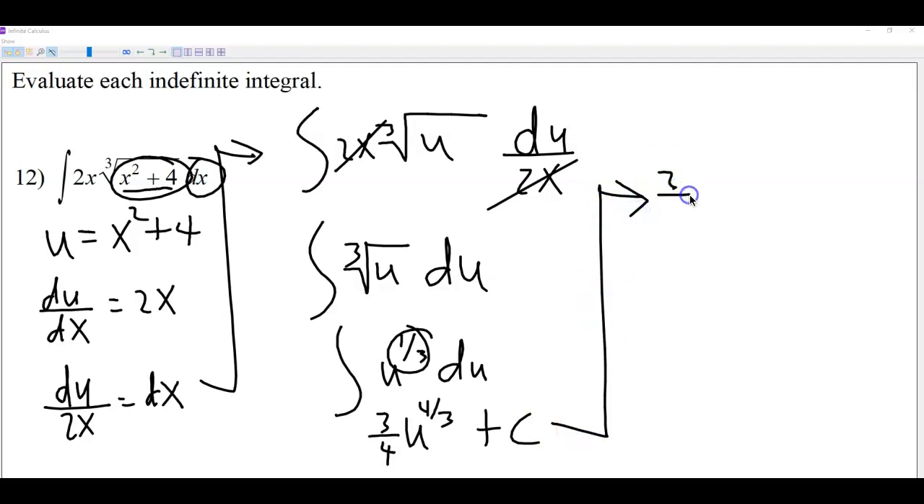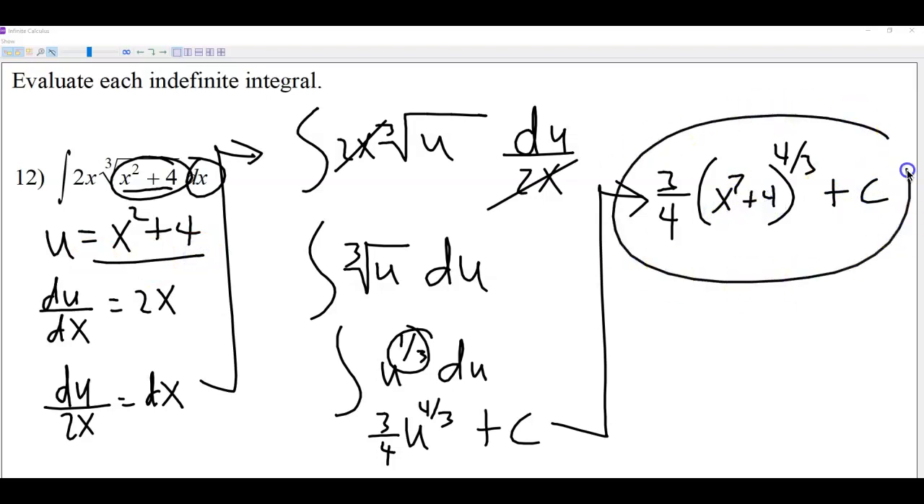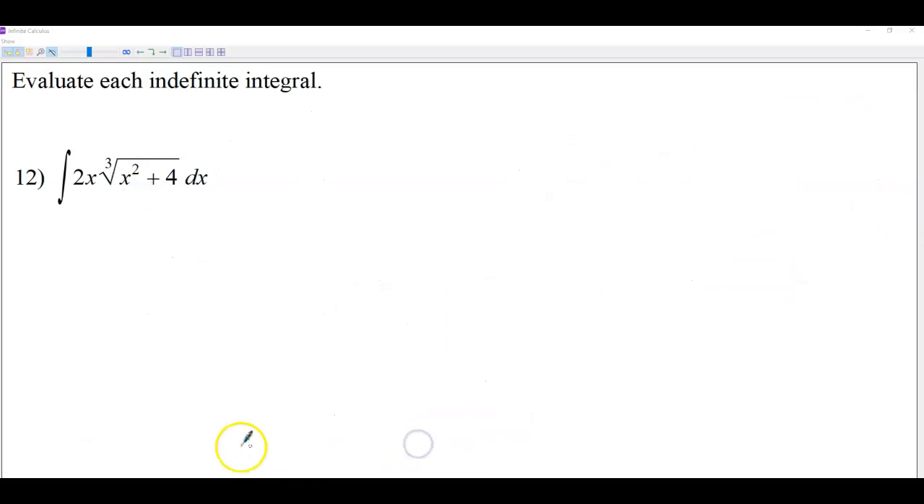And the last thing we're going to do, of course, is replace the u with what u equals. And u equals x squared plus 4. And there you guys have it. So that's number 12. Let's go ahead and take a look at our next one.